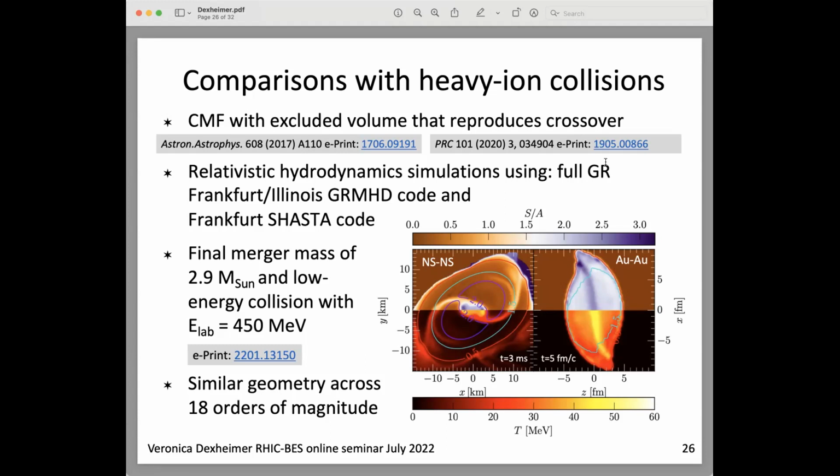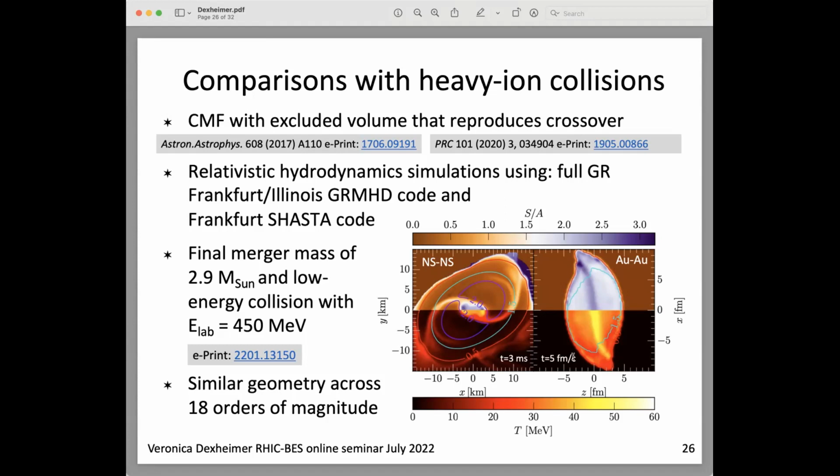we used this Shasta code. In this figure you can see on the left the astrophysical one, and on the right the heavy ion collision one, which was a gold-gold collision. We're comparing a final merger mass of 2.9, which is the same I showed you before, and a low energy collision of 450 MeV, which, as I understand, is the kind of energy that is used in HADES. The interesting thing here is that these are very different systems, because one is dominated by gravity and the other is not. But they do produce similar geometries, and also similar temperatures and similar entropies for this chosen setup.